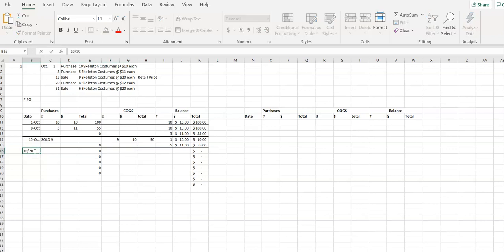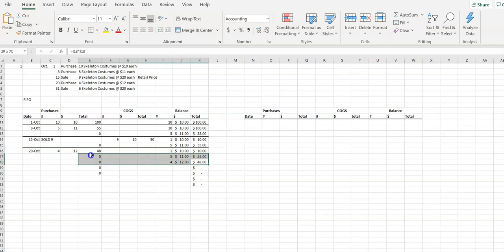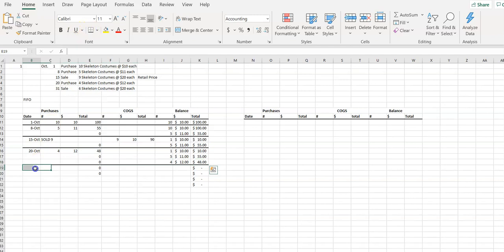On the 20th, I bought 4 more at $12. So now I have the 1 at 10, the 5 at 11, and the 4 at 12. And draw the line under.